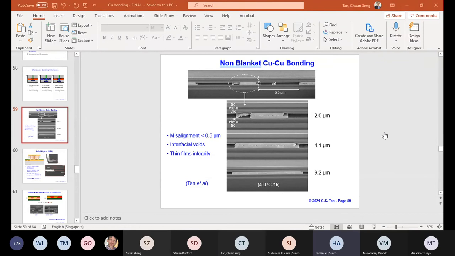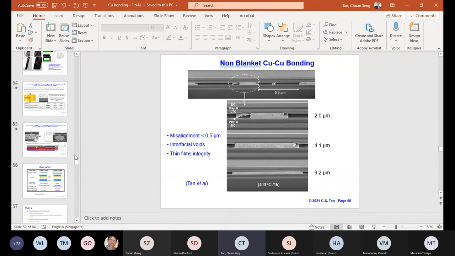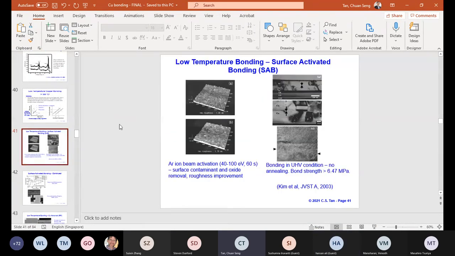Professor, for the assembly process, are you doing this in air or do you have a controlled environment? Yes, I think there's a mixed answer to that. If you go with the SAB that was started by Professor Suga that I showed you earlier, when he started this work, it had to be done in a UHV environment because the whole idea is about preventing the surface from any form of oxygen. Subsequently, of course, they have made a lot of advancement in this area.